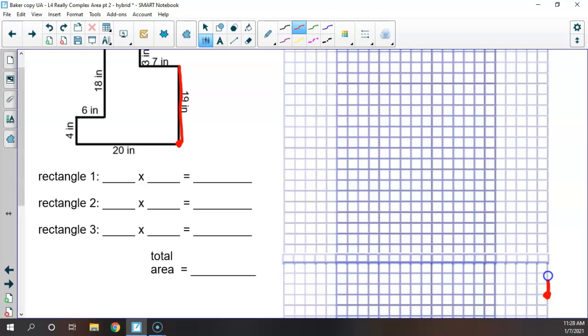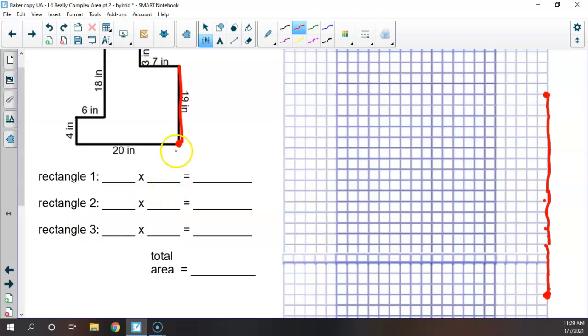So 1, 2, 3, 4, 5, 6, 7, 8, 9, 10. Oh, I wish I could draw straighter. 11, 12, 13, 14, 15, 16, 17, 18, 19. Now that can play tricks on your eyes. So I'm just going to double check and truly make sure I have 19. 1, 2, 3, 4, 5, 6, 7, 8, 9, 10, 11, 12, 13, 14, 15, 16, 17, 18, 19. I do. Okay, shoo.